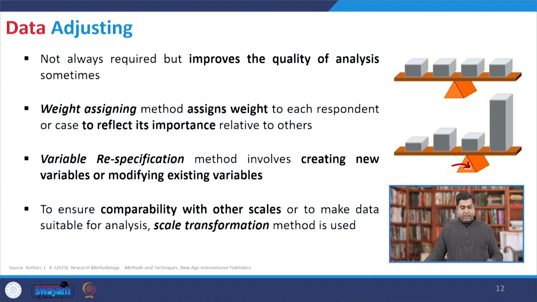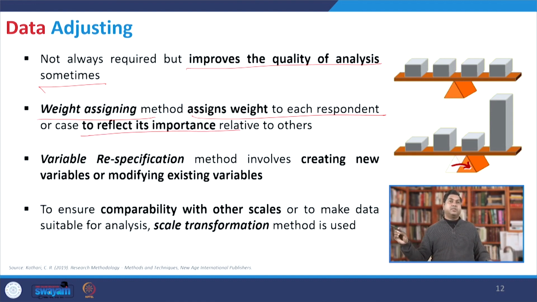Data adjusting is another process. It is not always required to adjust it, but it sometimes improves the quality of analysis. Here you can do some sort of transformation. The weight assigning method assigns a weight to each respondent, to reflect its importance relative to others. So you can give certain weightages to those respondents, and then create weighted responses.